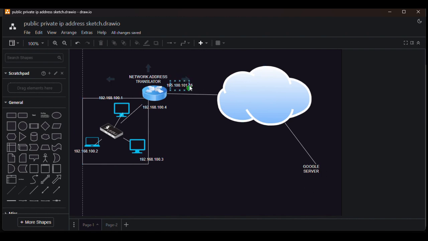Without this public IP address, there cannot be internet in this environment, but there will still be connectivity within the devices on this network, just no internet. They won't be able to visit the internet from this network. So that is how private and public IP addresses work.